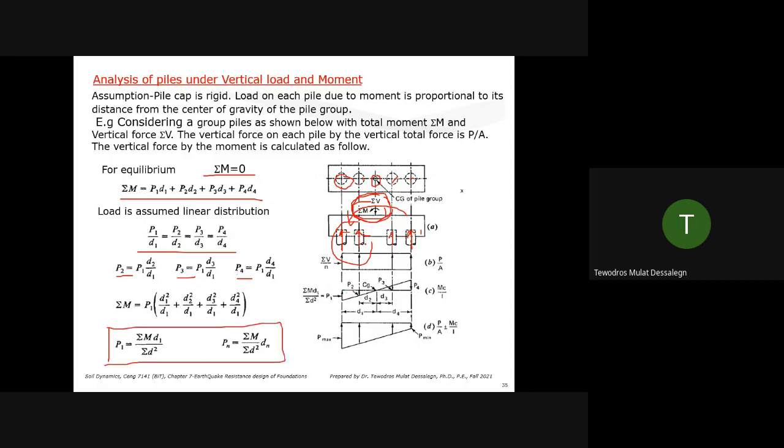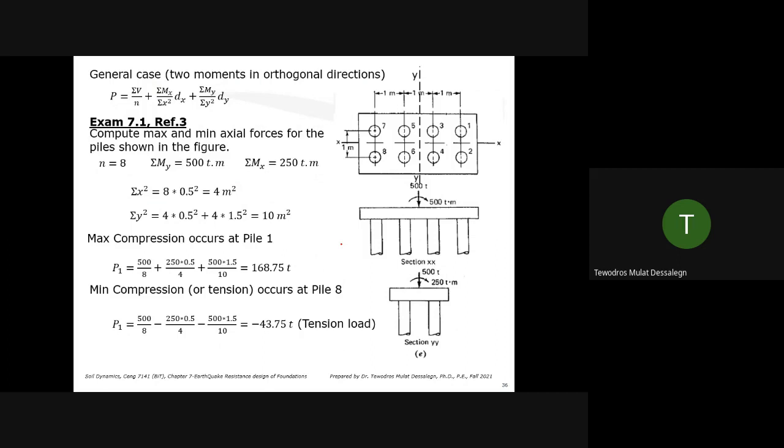This holds true for any number of piles. Can have 4, 6, 8, 10, whatever. You should be familiar with this from your undergrad study, design of foundations, or in advanced foundation design in a postgraduate class. But we're going to extend this into seismic loads.